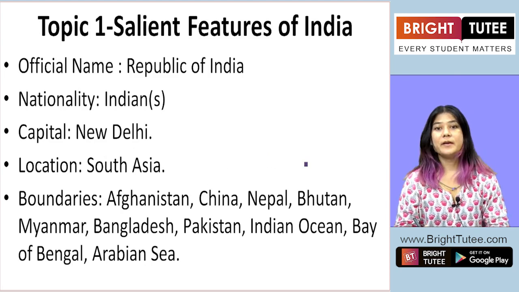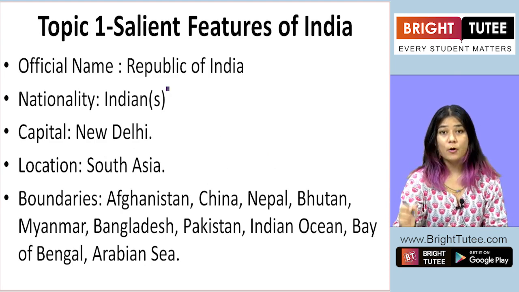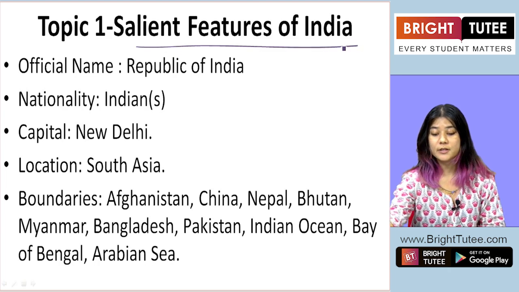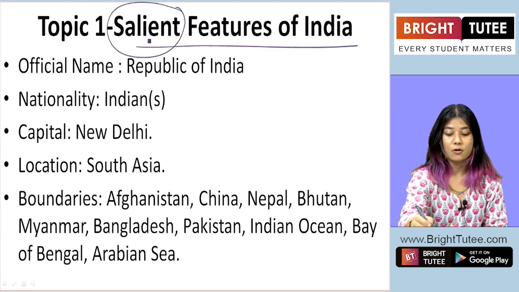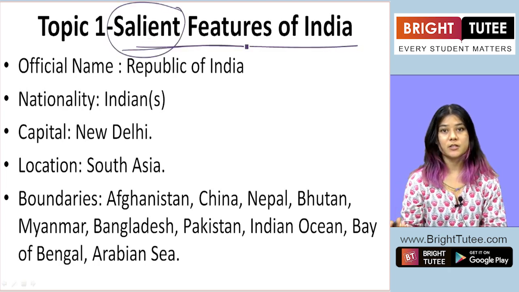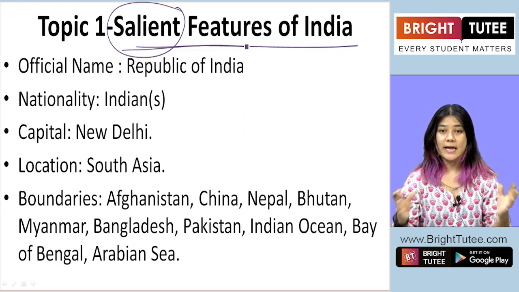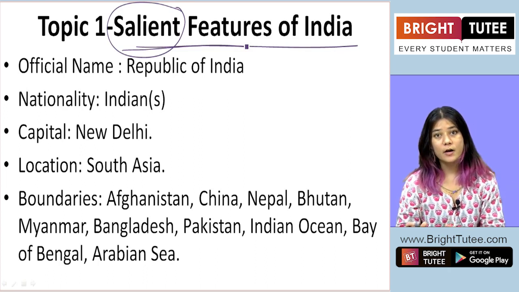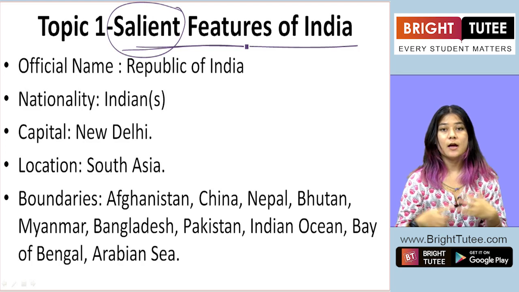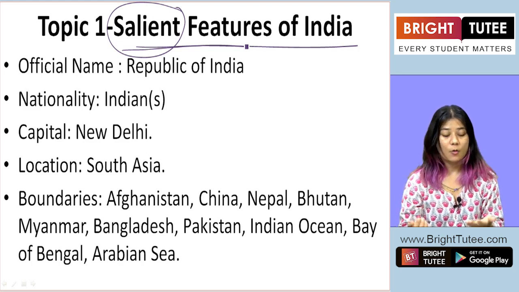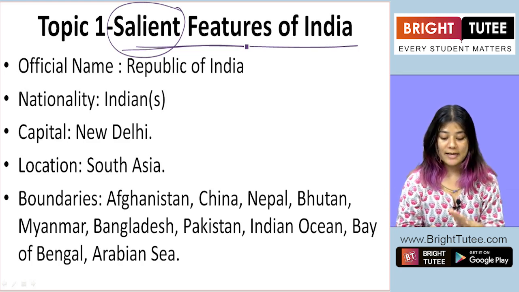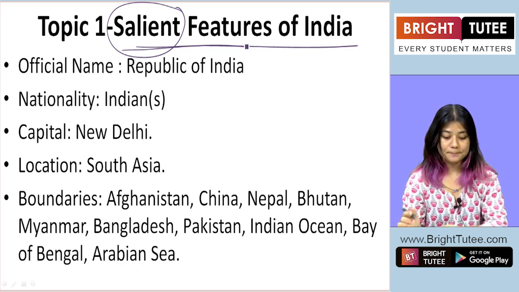Now, in the first topic, we'll look at some of the important features of our country, some of the salient features, alright? Very important features like what area does India cover, what are the languages people in India speak, what are the religions people in India follow, etc. Okay? So let us look at them.